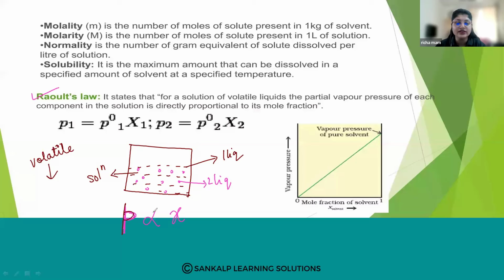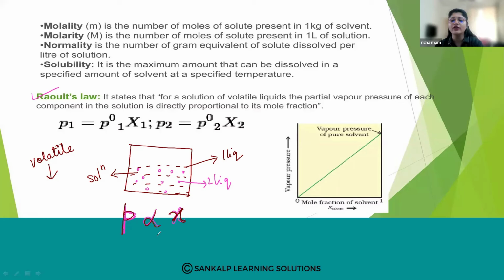And how is this mole fraction given? The mole fraction is given as psi. Now, we had related this to Henry's law, but Henry's law is different and this is different. In Henry's law, we removed the proportionality sign and introduced the constant KH.